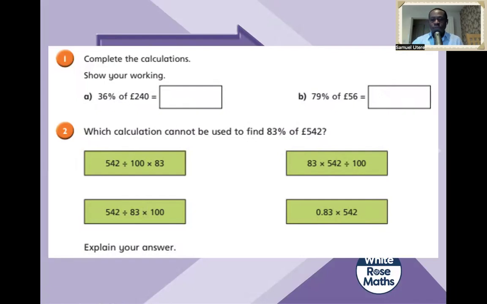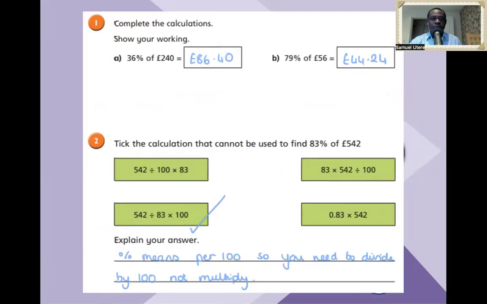All right, assuming you've paused the video and you've answered questions 1 and 2, here are the answers. So here you're asked to complete the calculations, show your working. You're simply using your calculator. So you input your 36, you press your percentage button, you press the multiplication sign, and then 240. That should give you your answer there. And it's the same for this one.